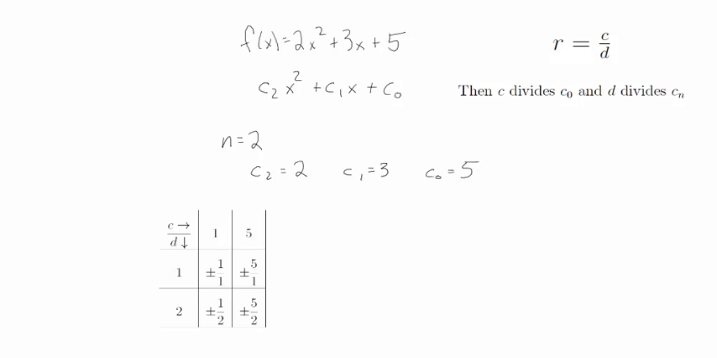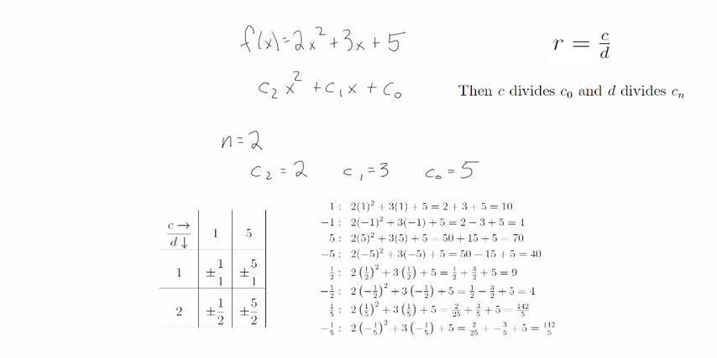We can put this information into a chart that makes it easy for us to write down all the fractions. Since we have to consider both positive and negative cases, this gives us 8 calculations to do. We won't talk through it, but here's all the work. Notice that none of these is 0, so our equation has no rational roots.